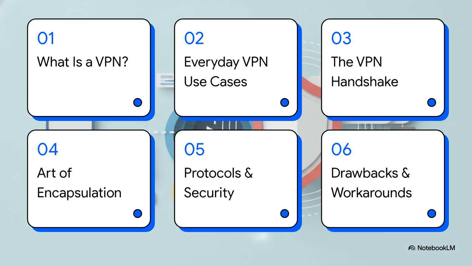Okay, let's dive right into this. Here is our roadmap for today's explainer. 1. What is a VPN? 2. Everyday VPN use cases. 3. The VPN handshake. 4. The art of encapsulation. 5. Protocols and top-secret security. And finally, 6. Drawbacks and split tunneling. That's exactly how we'll track a single data packet's journey today.